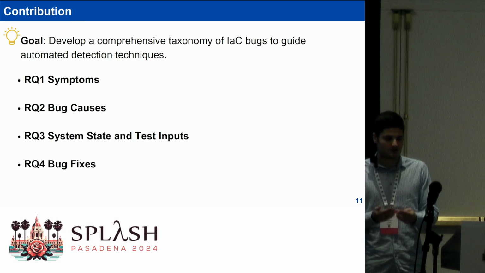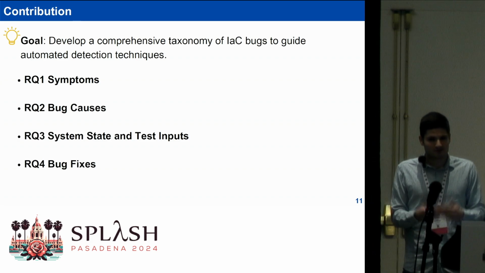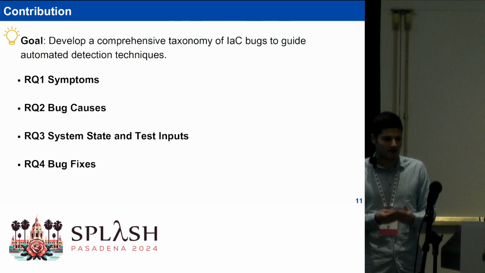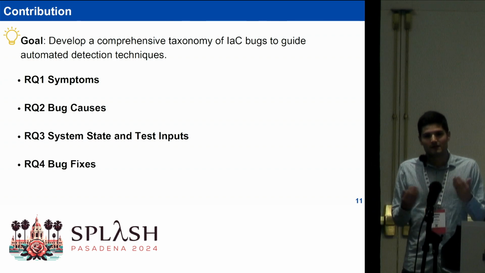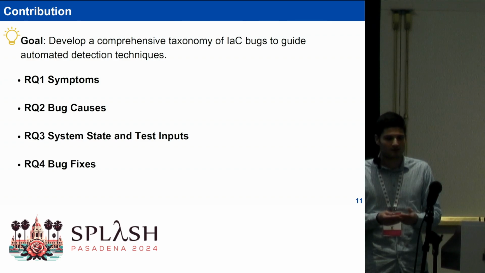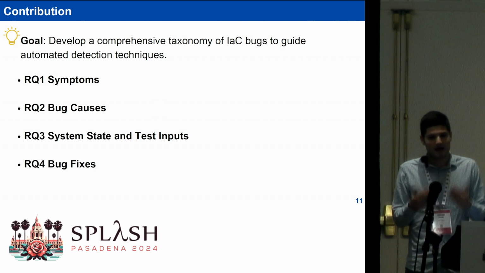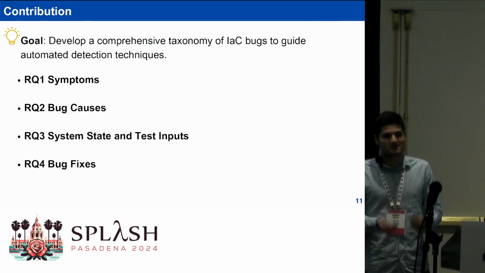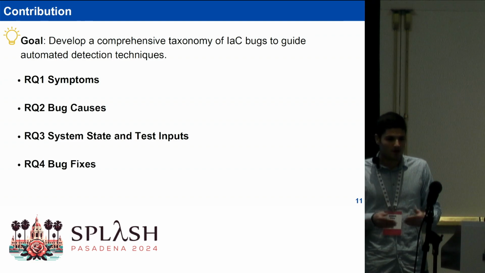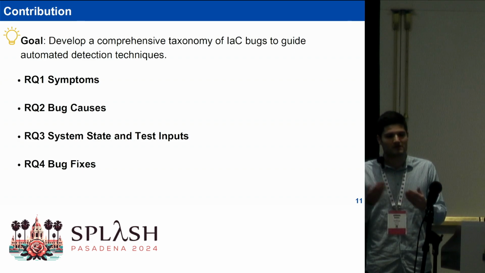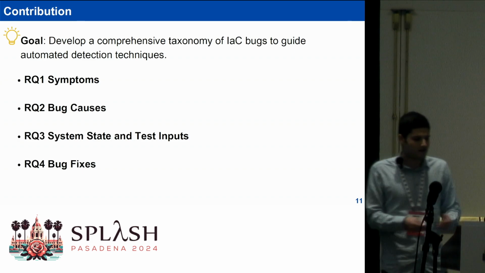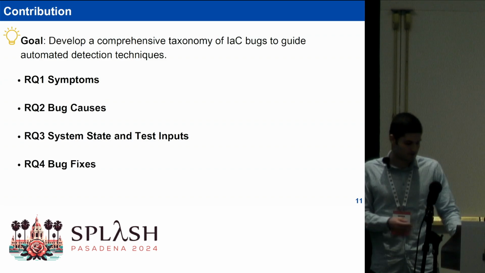So we have 4 research questions. First of all, we want to identify the main symptoms of IaC bugs. Then we want to group those bugs into categories based on their root causes. Then we want to see how those bugs are triggered, and specifically the extent to which they depend on the current system state or the test inputs. And finally, we want to see how those bugs are fixed.